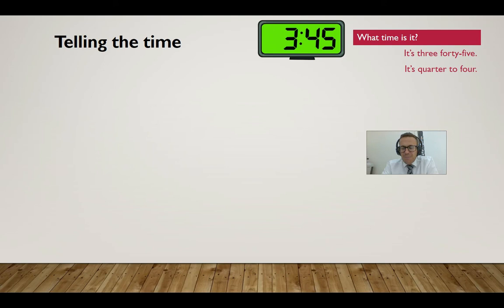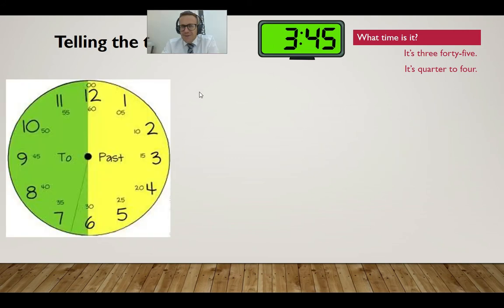But many people in English say it this second way. It's quarter to 4. So 3:45 is also quarter to 4, which is a bit confusing, and I will explain how it works now. You have to imagine the clock has two halves. We have the past and the to. Past is the first 30 minutes, to is the 30 minutes after, before the next hour. When it's yellow, we talk about the hour we're in. When it's green, we talk about the hour we're coming to.